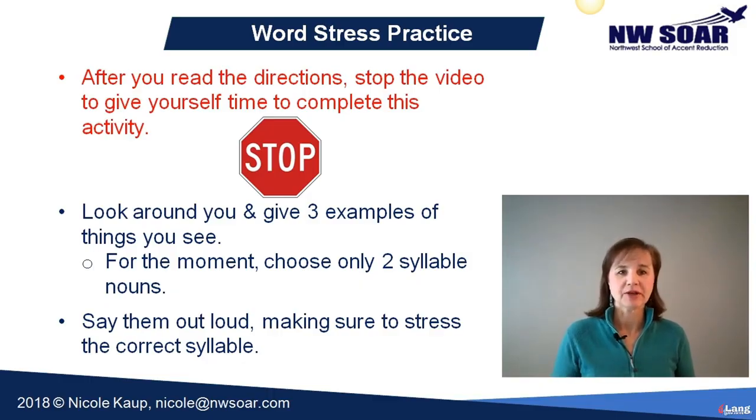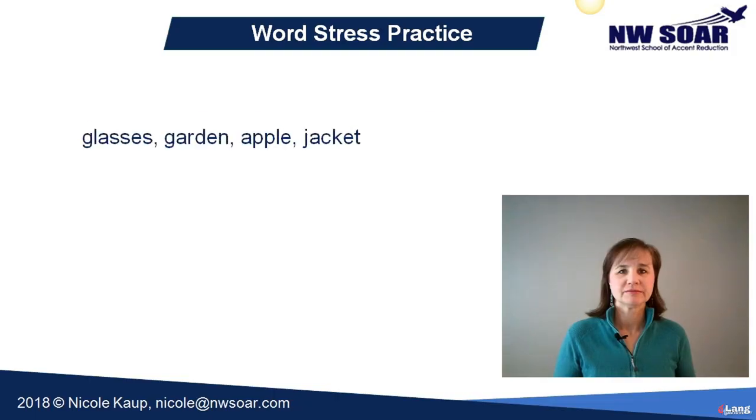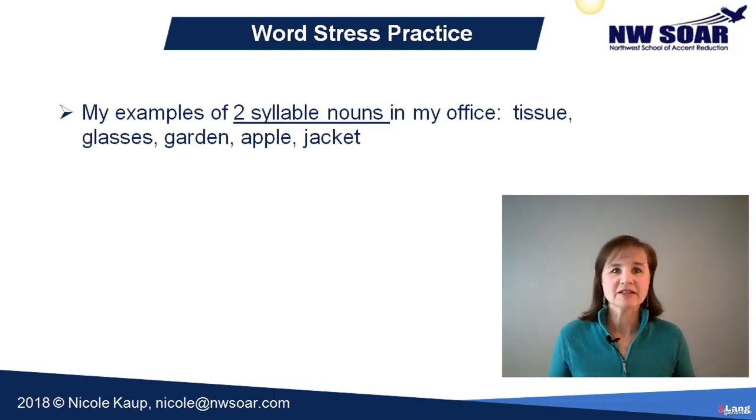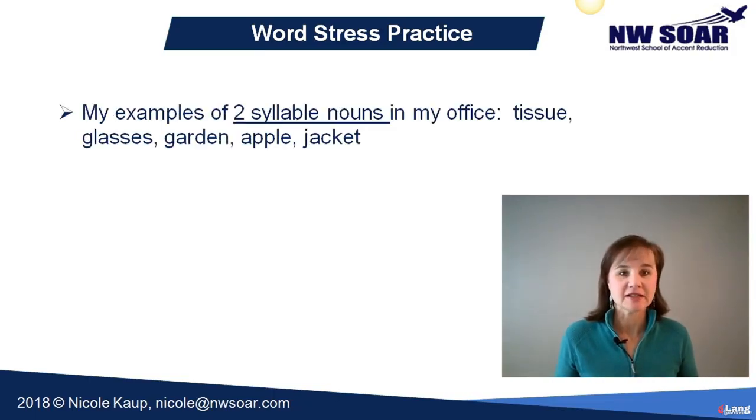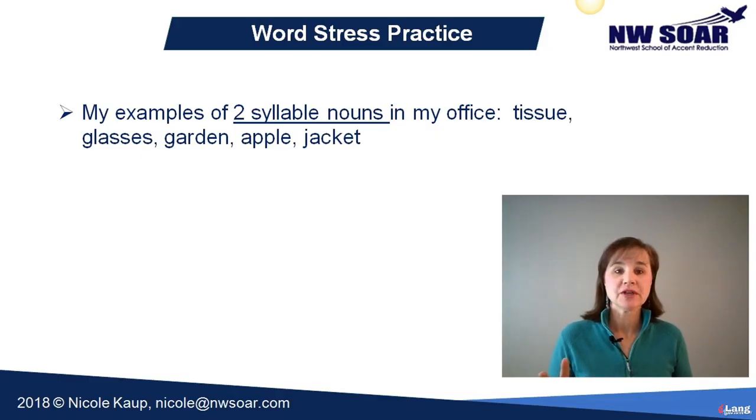Now I'm going to give you an example here. I look around me in my office, and here are some things that I see, some 2-syllable nouns. Tissue, glasses, garden, apple, jacket. You'll notice each of those is 2 syllables, and it's a thing that I can see and touch. And each one is stressed on the first part of the word.